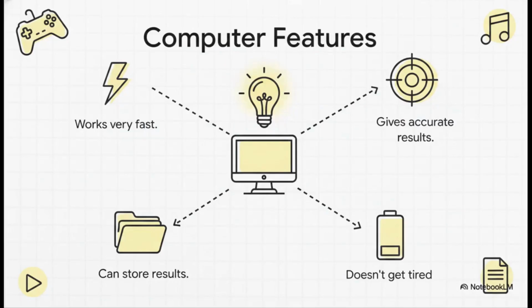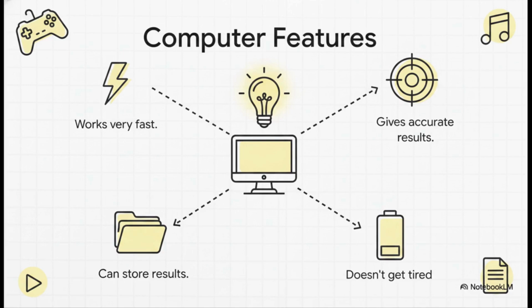But why do we give it the title of a smart machine? Well, just look at its incredible features. First, it works exceptionally fast and gives highly accurate results. Honestly, it rarely makes mistakes unless the human using it messes up.